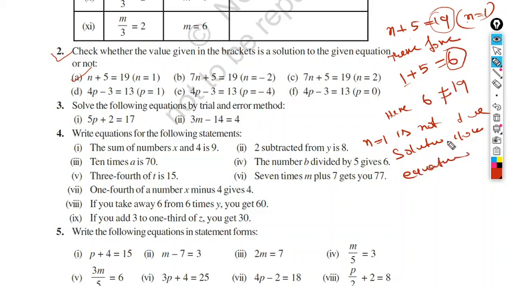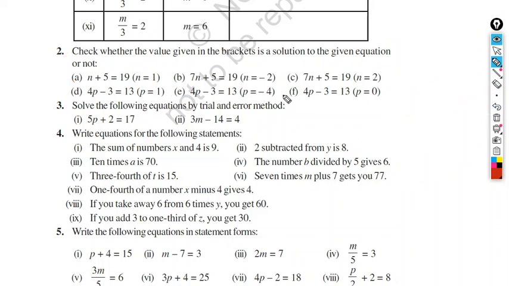Okay, now we will move to another question. Suppose this one: 4p minus 3 equal to 13, p equal to 0. Okay, I'll do it here. For 4p minus 3, you can put the value of p as 0. 4 into 0 minus 3 is equal to, 4 into 0 is what? 0. Now minus 3 equals minus 3. So is minus 3 equal to RHS 13? No. So here you can see minus 3 is not equal to 13.